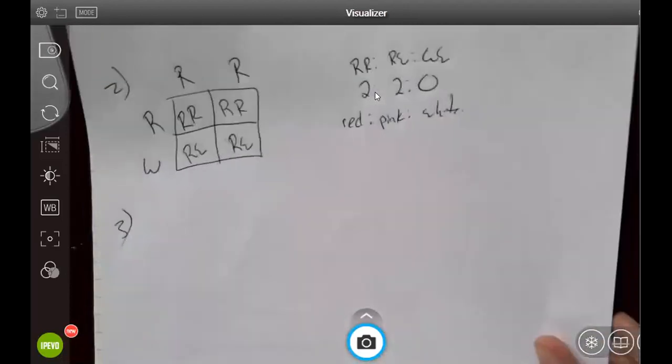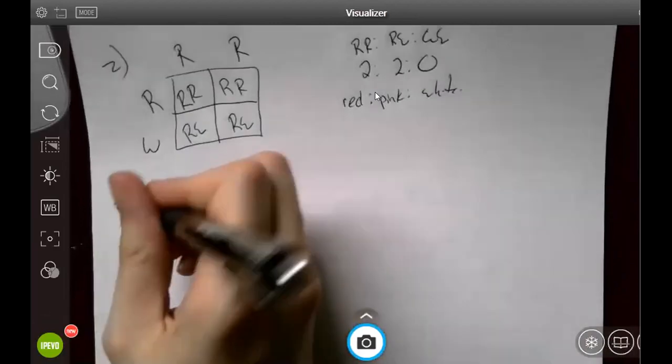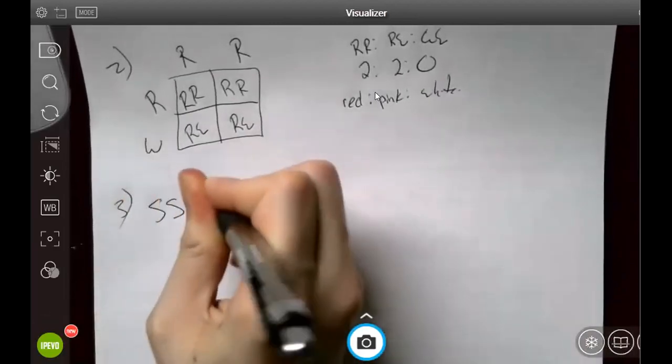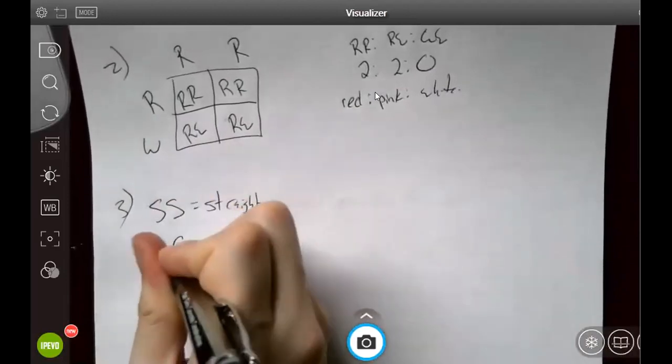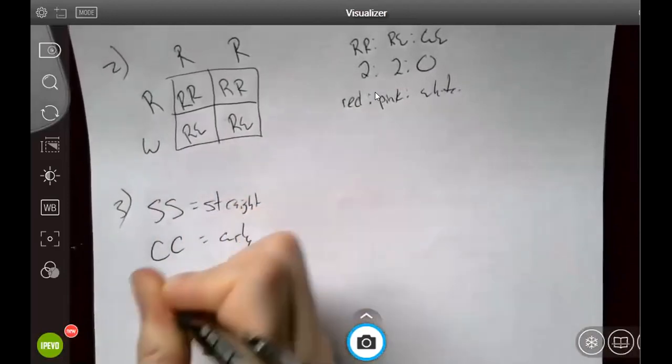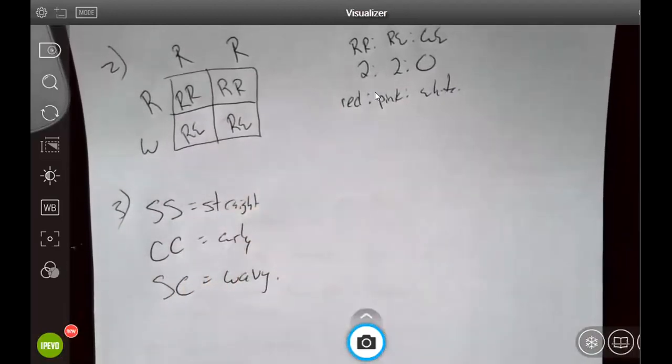For question number 3, it says curliness of hair is incompletely dominant. Straight hair and curly hair are the incompletely dominant alleles, and a heterozygous individual would be wavy hair. So that means big S would be straight hair, CC would be curly, and CS is the heterozygous, and that would have the intermediate wavy trait.